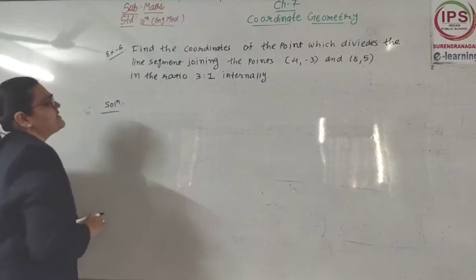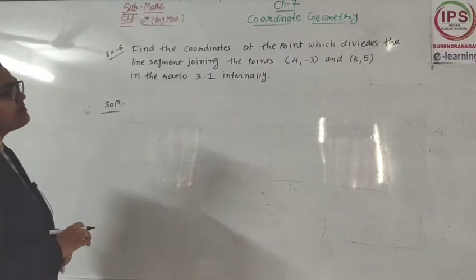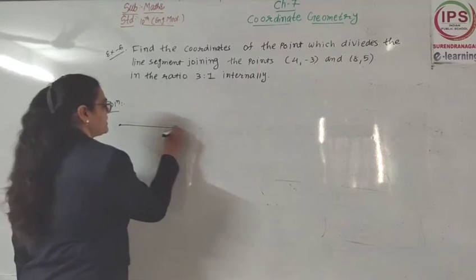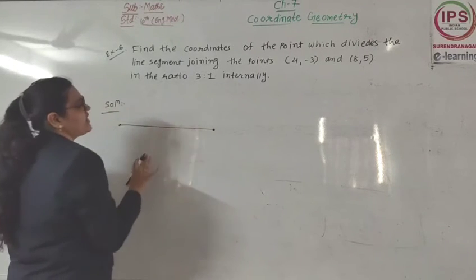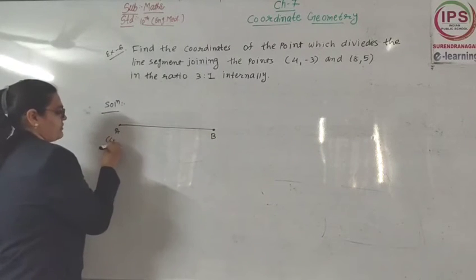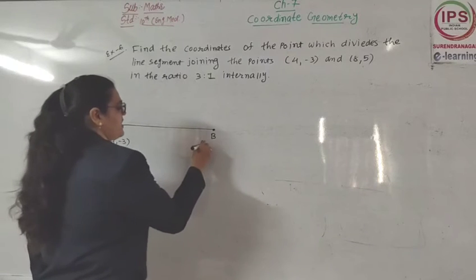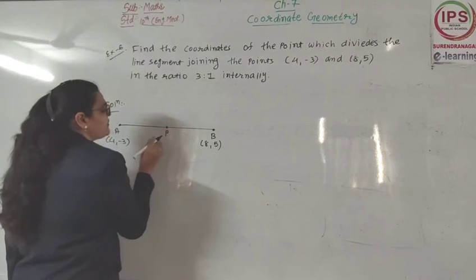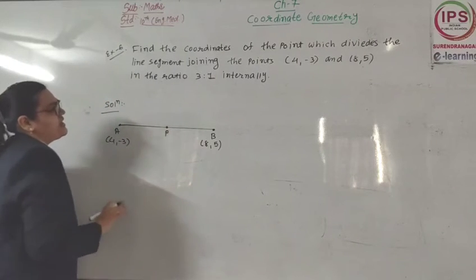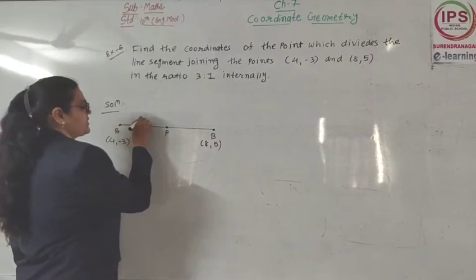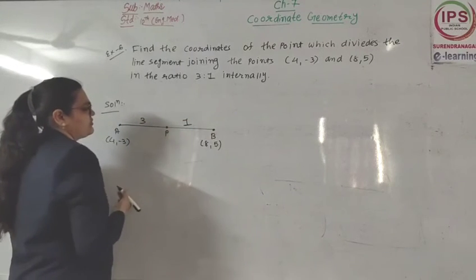So line segment joining the points 4, -3 and 8, 5. These are the coordinates. You can see one line segment. Here you can see names are not given, so we are going to take A and B. Coordinates of A are 4, -3. Coordinates of B are 8, 5. Here we are going to take one point, that is P, and we have to find coordinates of P. Now what is given? Joining points 4, -3 and 8, 5 in the ratio 3:1. So this is the 3:1.